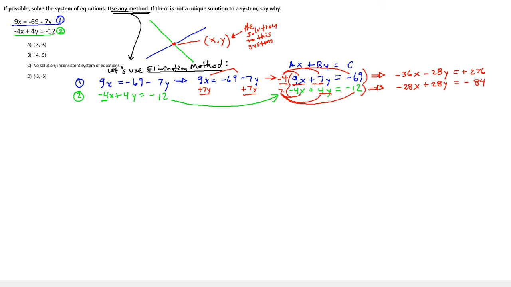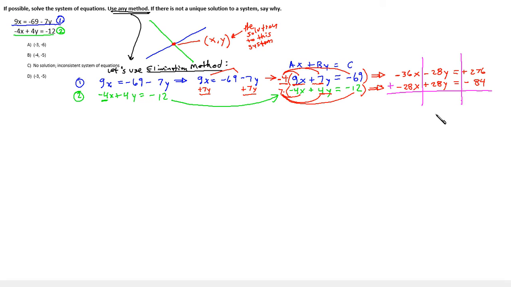Now here's the beauty of what we're shooting for. If we were to add these equations together, look, the reason we made sure they were both in standard form is because it lines us up.